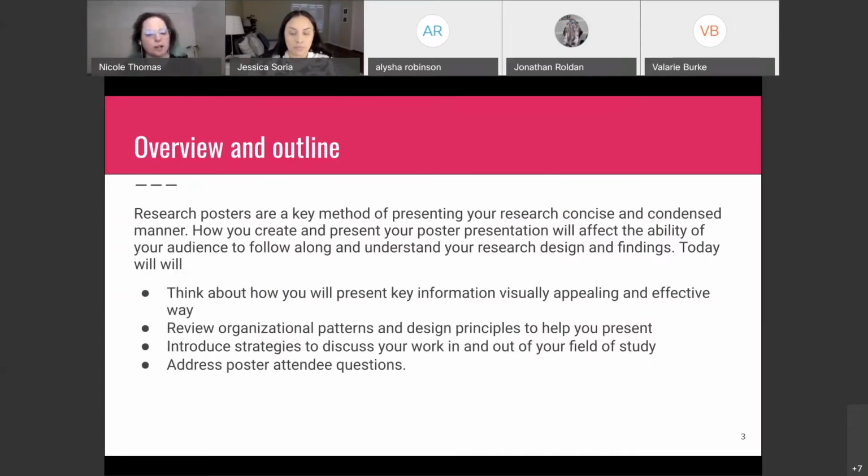So today we're going to cover how you present key information in a visually appealing and effective way. We're going to go over organizational patterns and design principles in order to help you present your poster. And we're going to introduce strategies to discuss your work in and out of your field of study, and then how to address any attendee questions when you're actually at the conference and people come up to you and talk to you about your poster.